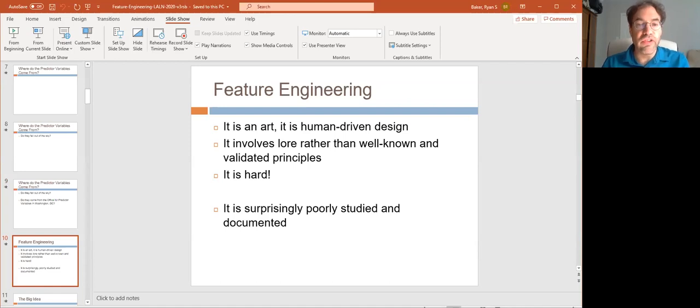And feature engineering remains an art. It's a design process. It involves lore rather than well-known and validated design principles. I mean, there's a lot of work in design in various fields to create principles for the good design of environments or design patterns. But ultimately, design remains still something where there's a lot of human creativity. And that's true of feature engineering too. It's hard. It's surprisingly poorly studied and documented. Whether we're looking at machine learning more broadly or educational data mining and learning analytics, the number of papers you can find on this topic is pretty small.